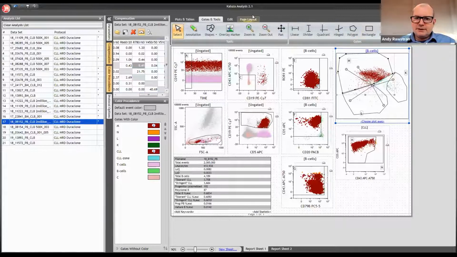So I will stop at that point and see if there are any questions in the chat. Which approach do you use or recommend for CD5 negative MRD CLL? Actually, with the approach I've shown there, if it's typical apart from lack of CD5, then that's fine. You'll pick them up, and the Duraclone kit will do that as well.